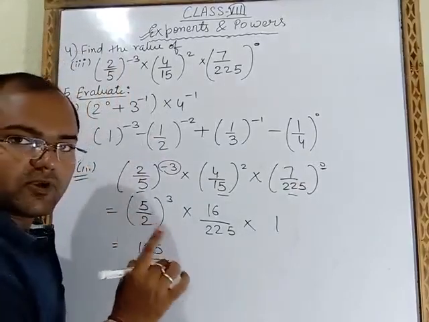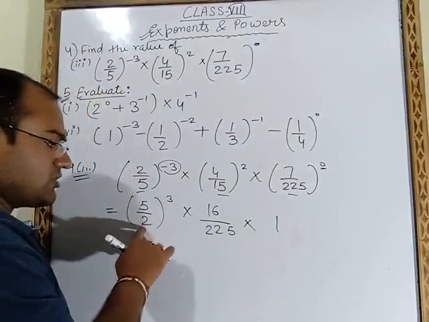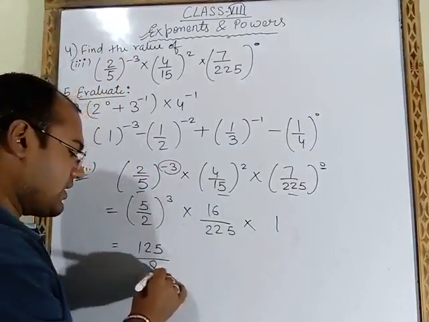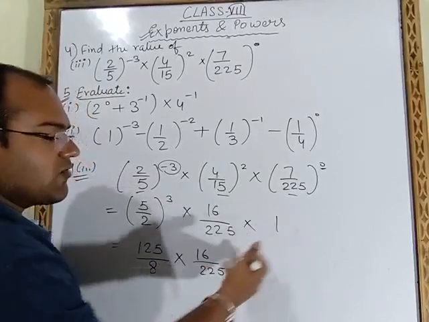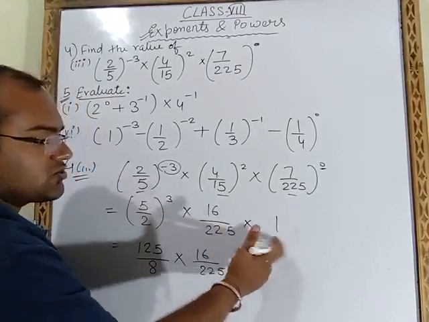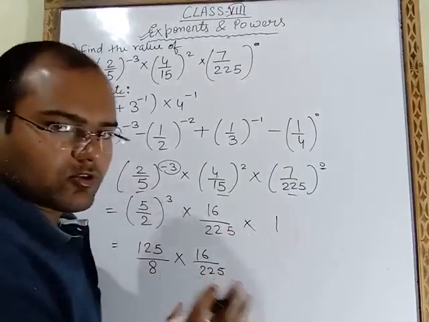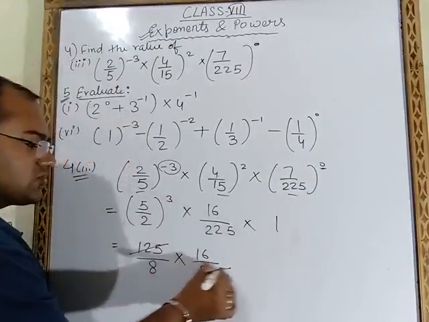2 multiply 2 multiply 2. Here the power is 3, so we have to multiply 3 times. Answer will be 8. 16 upon 225 into 1. If we multiply these two numbers, the answer will be 16 upon 225 only. Now we will cancel these two numbers.